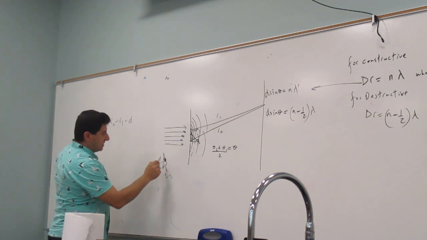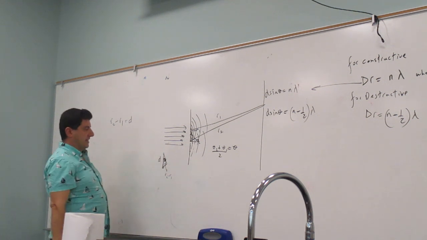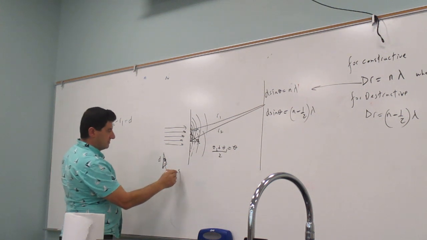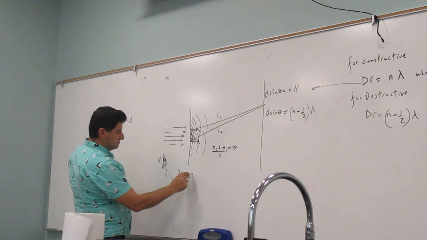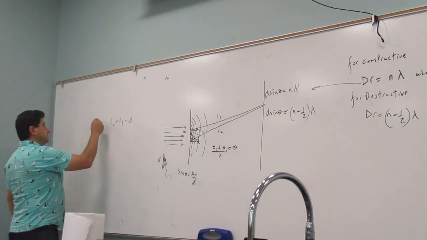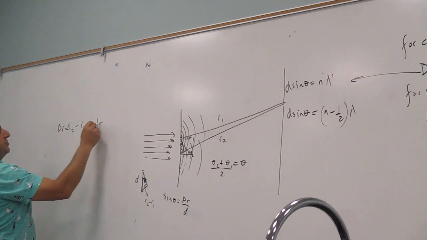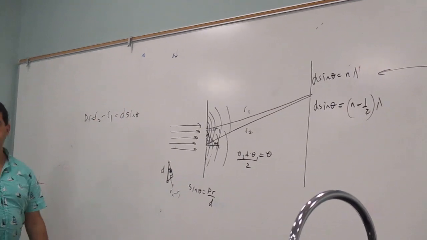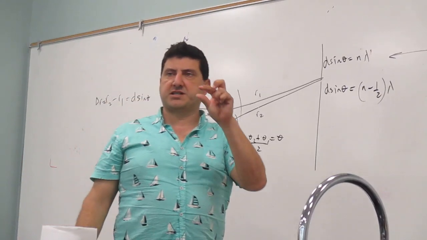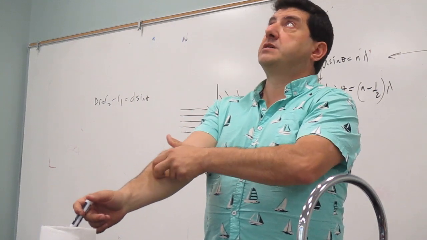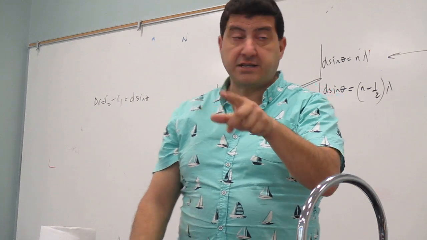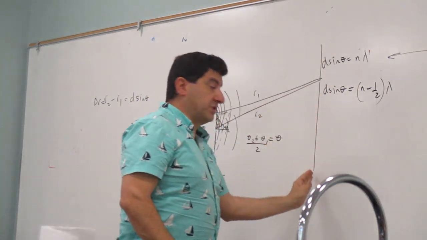So then you can say this is the hypotenuse of that triangle. So sine of theta is opposite over hypotenuse. And therefore delta R is equal to d sine theta. Okay? So it only applies if the two slits are close and if the screen is far. And it only applies if the screen is pointing this way.